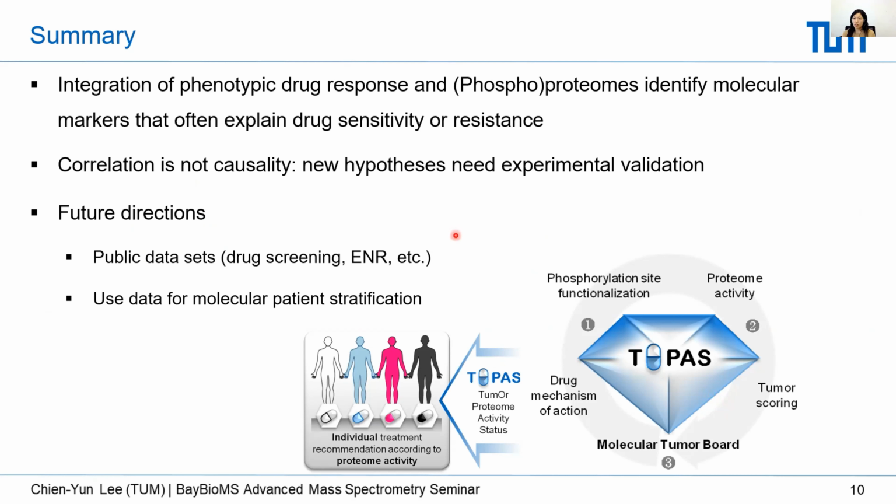In the future, this data set, including the drug screening and elastic net regressions, will serve as a rich resource for the public through interactive use of the tool. The modes of action we learned from this study are also one important step for molecular patient stratification. In another ongoing project, Topaz, we aim to give an individual treatment recommendation according to the proteome activity in sarcoma patients. And understanding the drug mechanism of action is definitely one of the key steps to advance precision medicine.